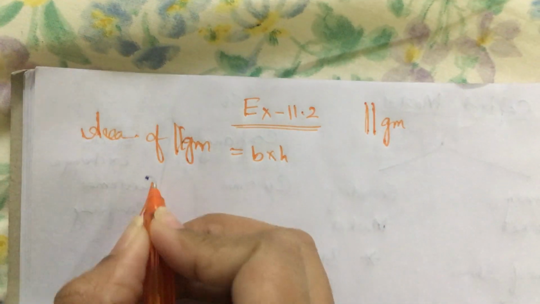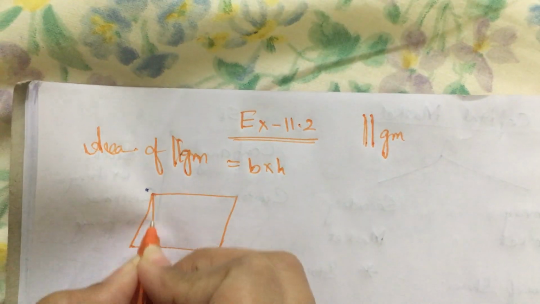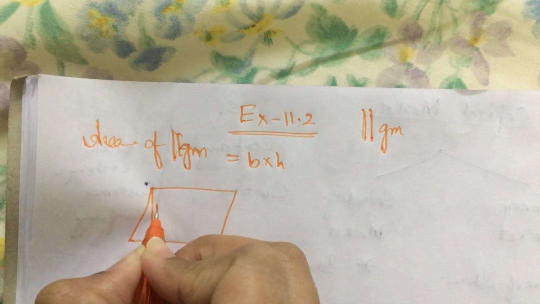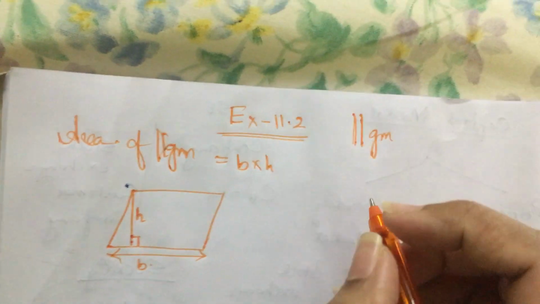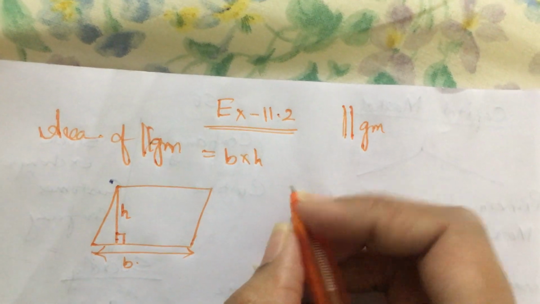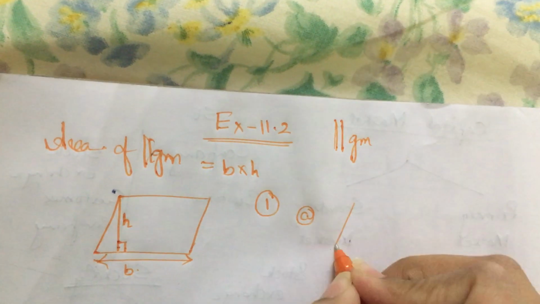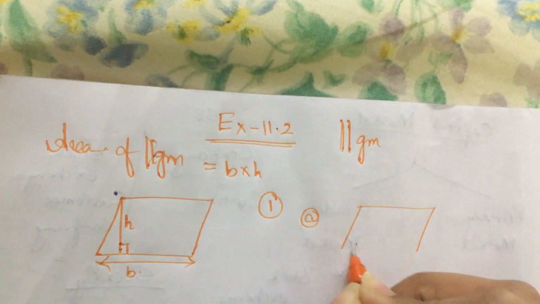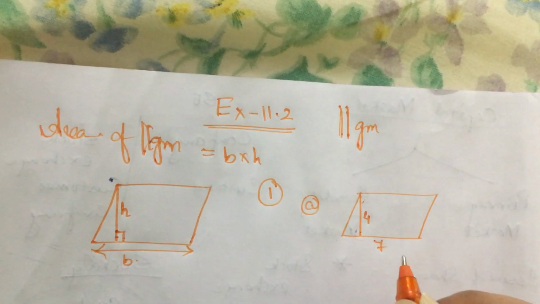And how does a parallelogram look like? It looks like this. This is the height, this particular thing becomes the height, and this is the base. Now in the first figure, question 1, part A, it is given that the vertical height is 4 centimeters and the base is 7 centimeters.